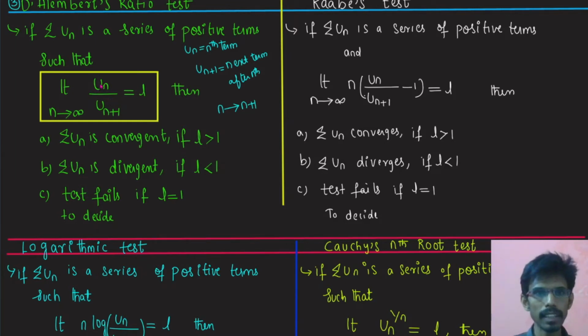After getting these two consecutive terms un and un plus 1 from the same series, we take the ratio of these two, un by un plus 1, then apply the limit as n tends to infinity. If that limit is a finite value L, then the given series sigma un is convergent if L is greater than 1 and divergent if L is less than 1. The test fails to decide whether the series is convergent or divergent if the value of L is 1.